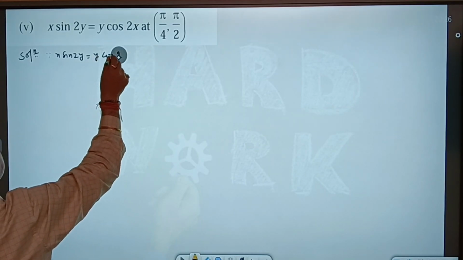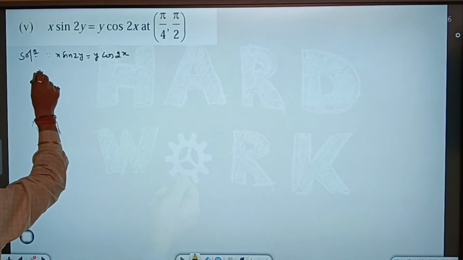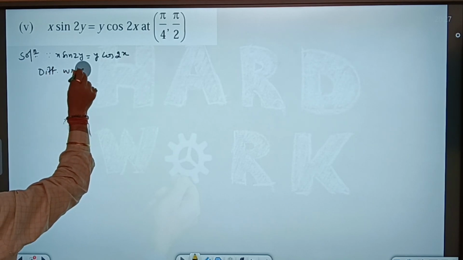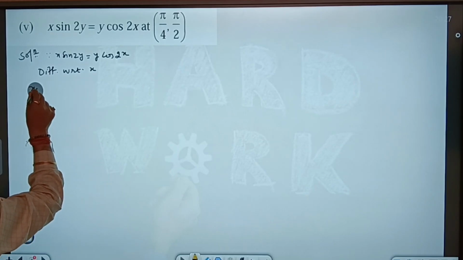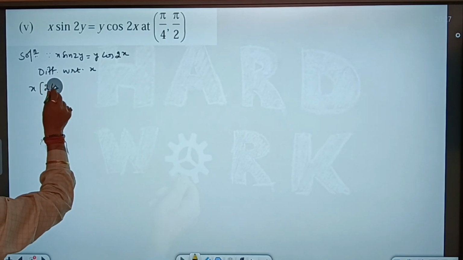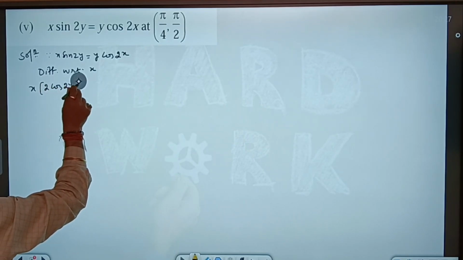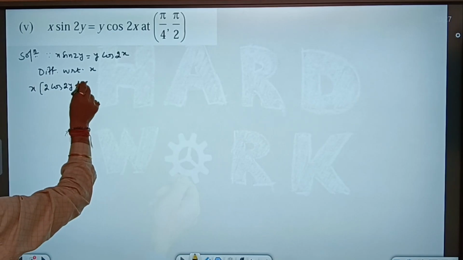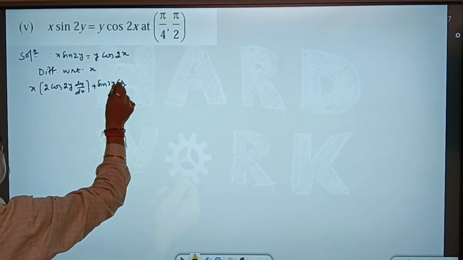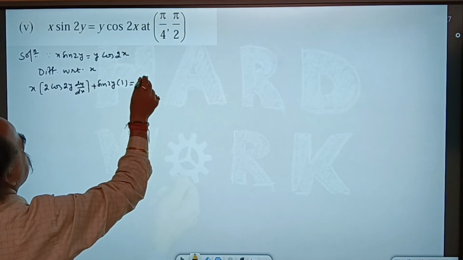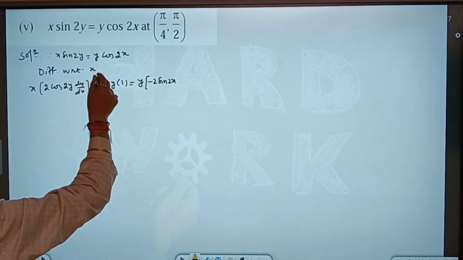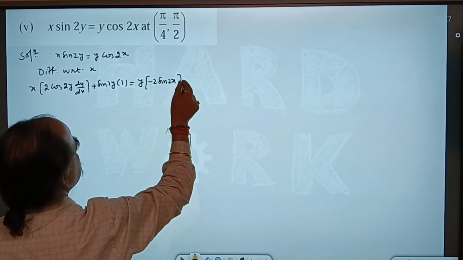y cos 2x. Differentiating with respect to x. The derivative of sine 2y is what? 2 cos 2y dy by dx, plus sine 2y into the derivative of x, which is 1, is equal to y into the derivative of cos 2x, which is minus 2 sine 2x, plus cos 2x into dy by dx.